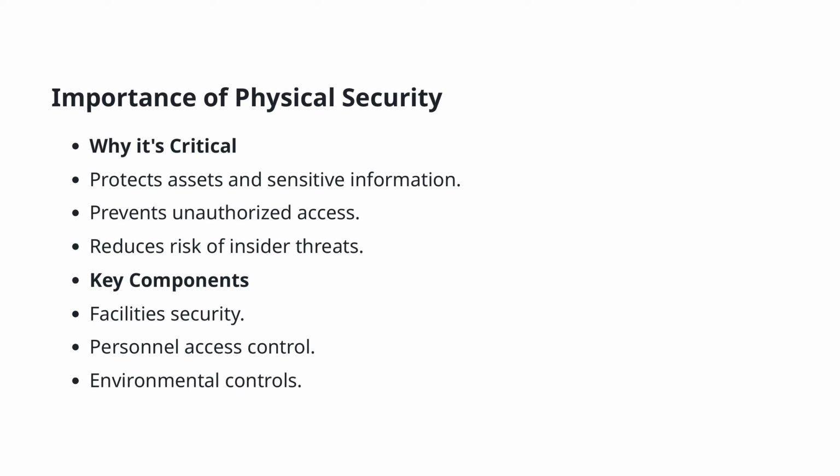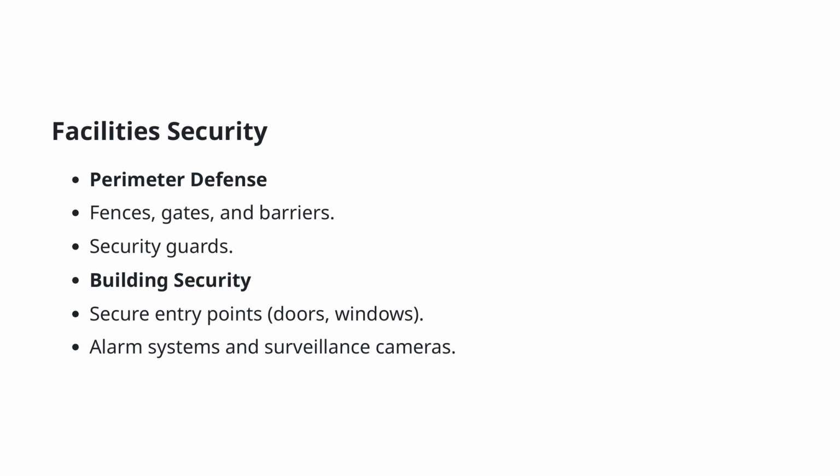On this slide, we're focusing on facilities security, a key component of physical security. First, let's look at perimeter defense, which includes measures such as fences, gates, and barriers. These physical barriers are your first line of defense, preventing unauthorized individuals from accessing your facility. Security guards are also essential, providing a human element to monitor and respond to any potential threats in real time.